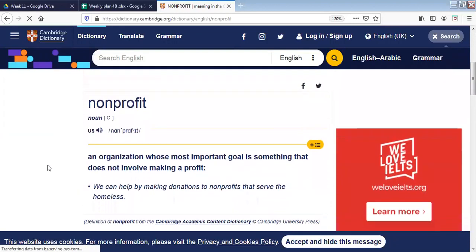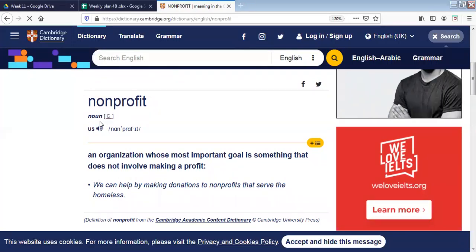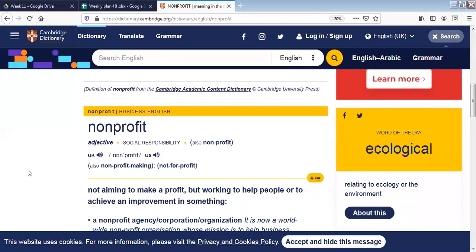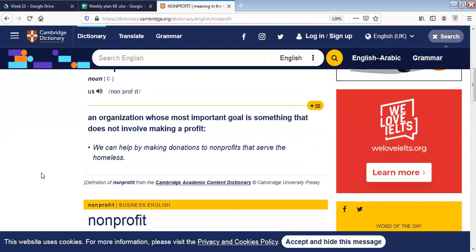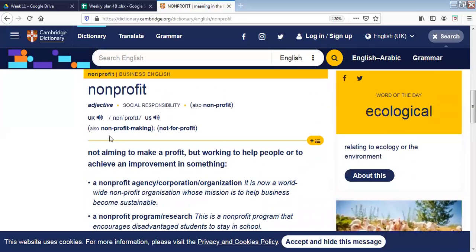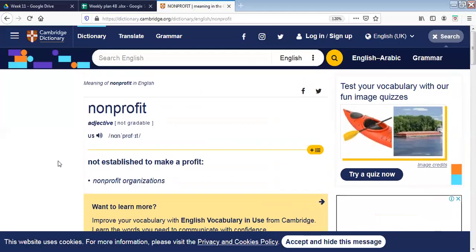We've got a lot here for even the noun. Non-profit here as a noun and as an adjective, not aiming to make a profit but working to help people or to achieve an improvement in something. Like for example, some organizations here in Saudi Arabia, they help the poor people, but they didn't take any profit, they didn't take extra fees or too much money for this. This is a non-profit.